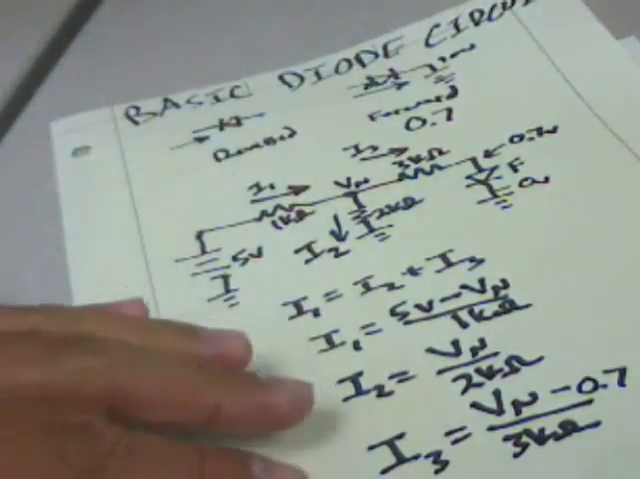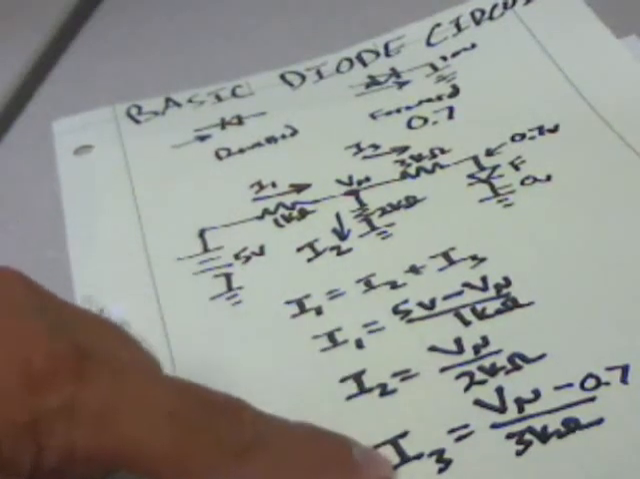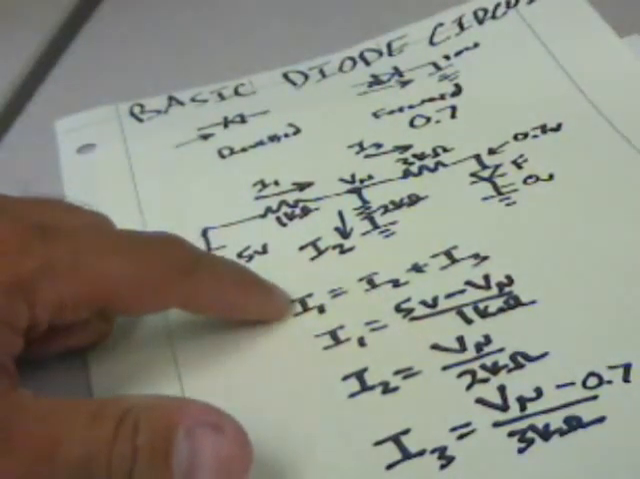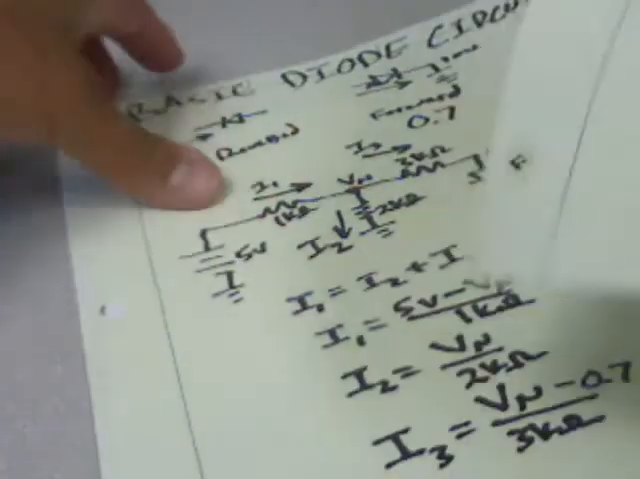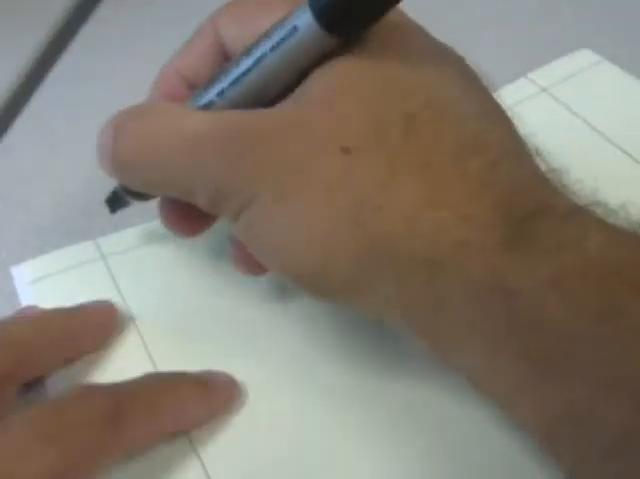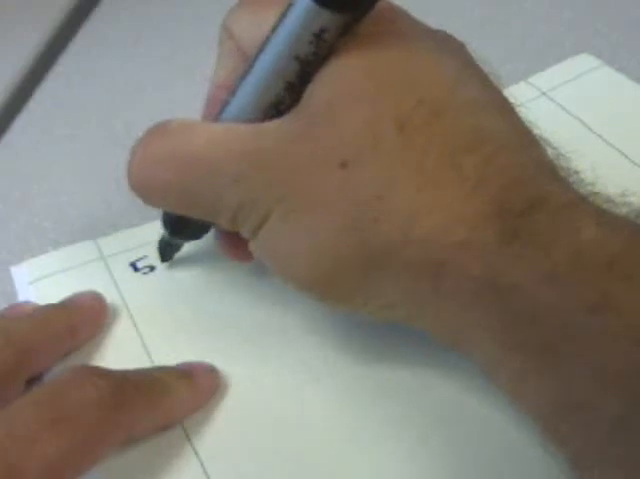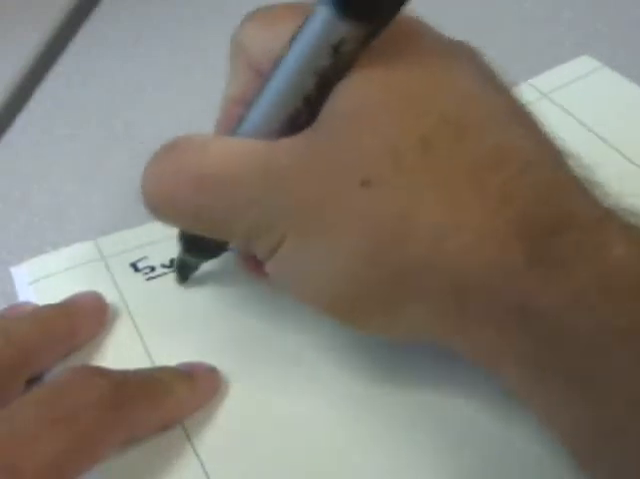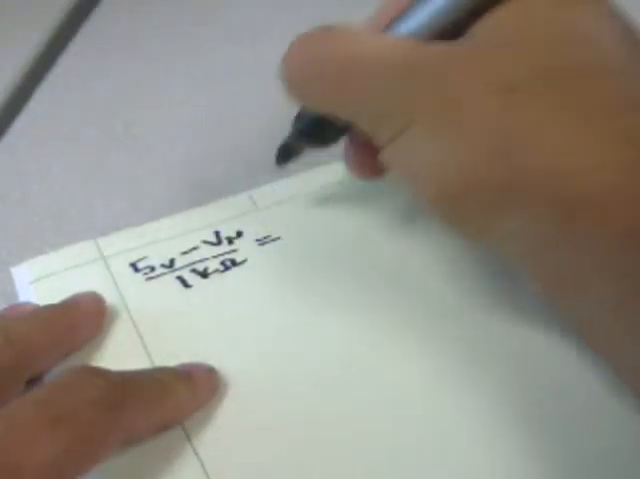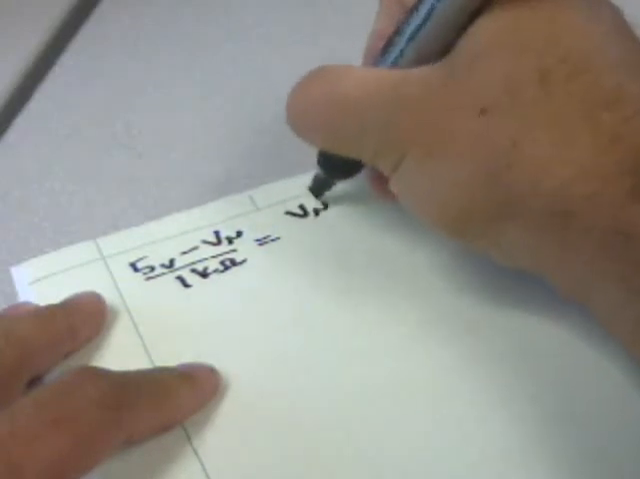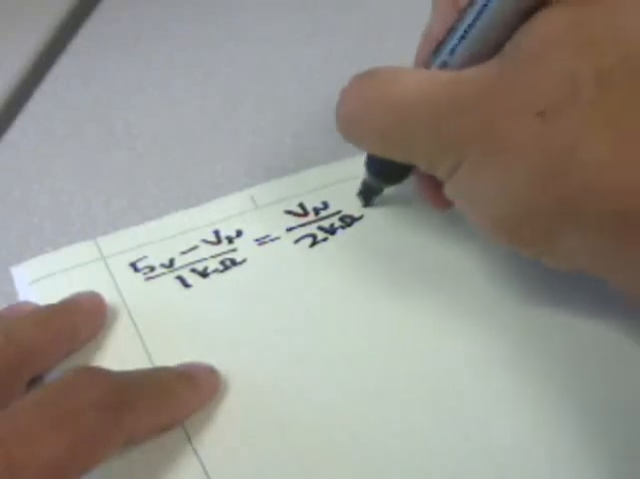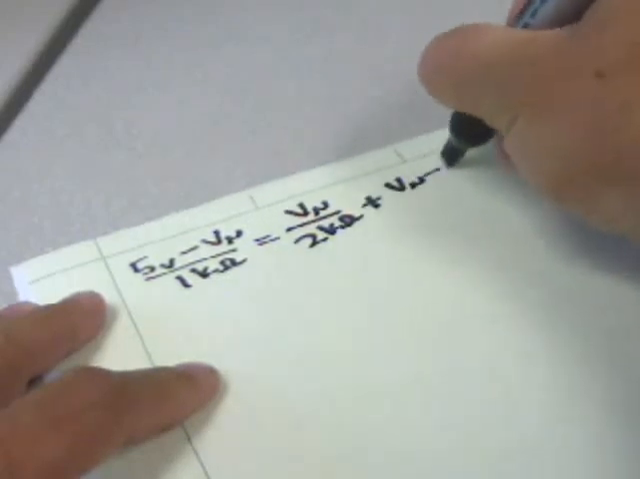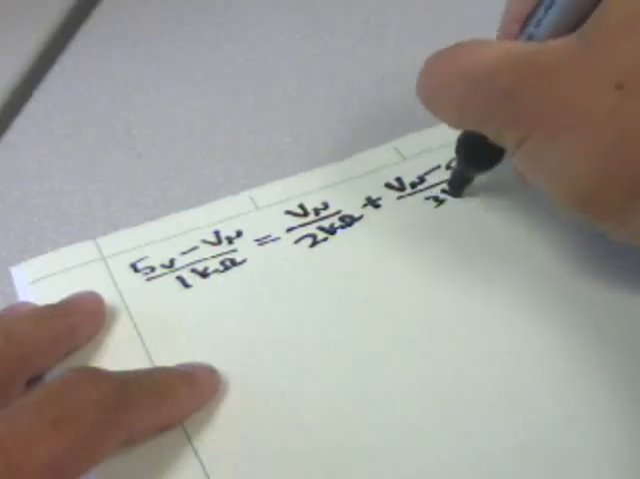And so we have four equations. We're just going to take these three equations and plug them into the Kirchhoff's current law equation and come up with a big equation that we can solve doing the algebra, if we can do it properly. So let's write that equation. I1 is just 5 volts minus Vn over 1 kilo ohm, and that's equal to Vn over 2 kilo ohms, and that's plus Vn minus 0.7 over 3 kilo ohms.